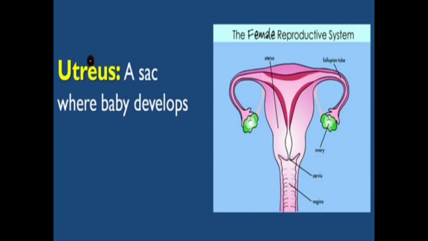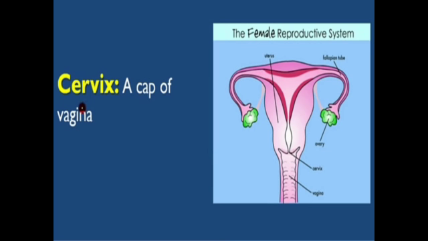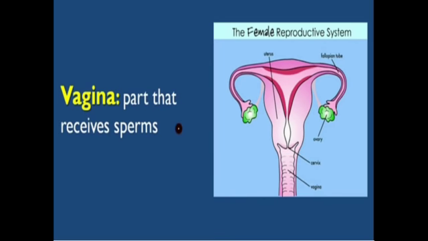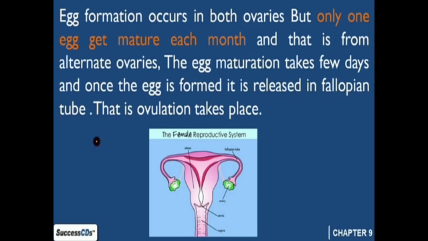Then the uterus. As you can see, it is a sac-like structure where the baby develops. Cervix. The cervix, as you can see, is the cap of the vagina. Then the vagina is the part that receives the sperm.